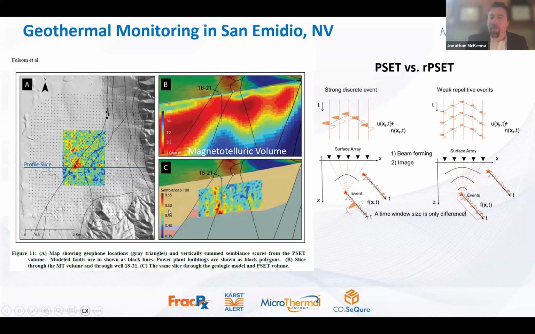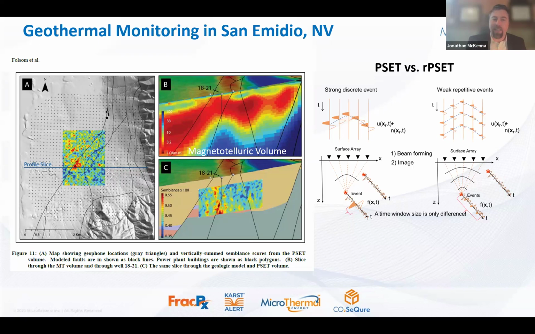In this case, we are looking for something a little different than just individual microseismic events, because they're just pumping fluid through a system that already is fractured, and we're trying to listen for fluid propagation through this geothermal system. So usually we use PSET to detect our events, which means looking for a discrete event over a very short time interval, just a single rupture of the fracture in an instant.